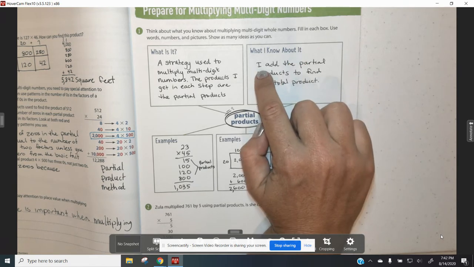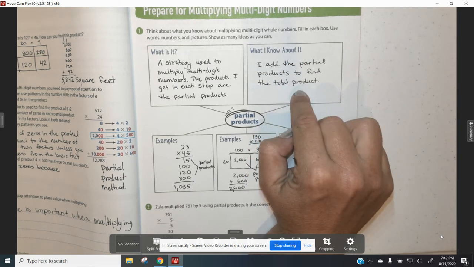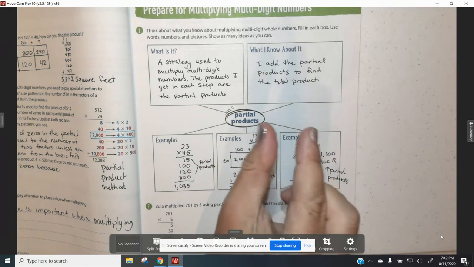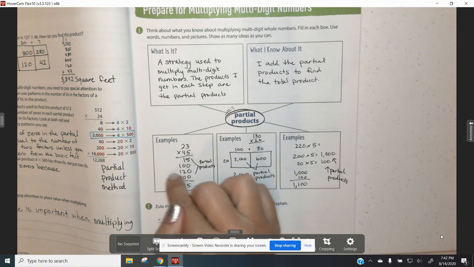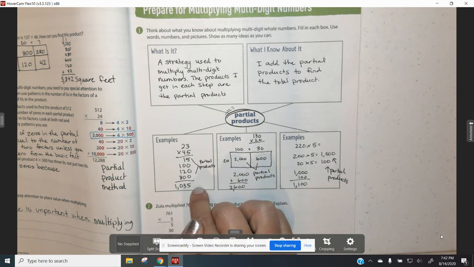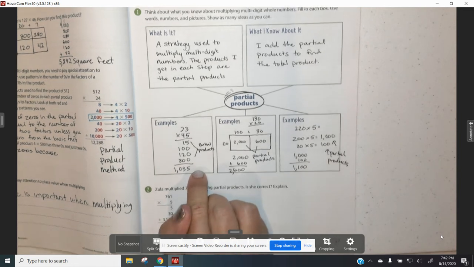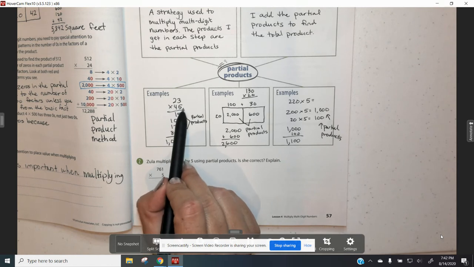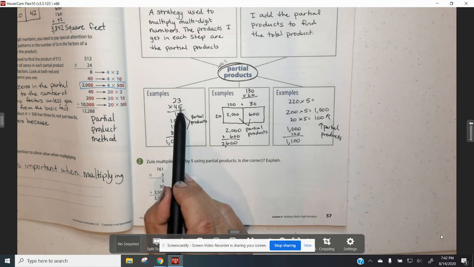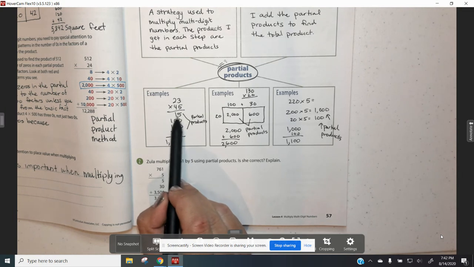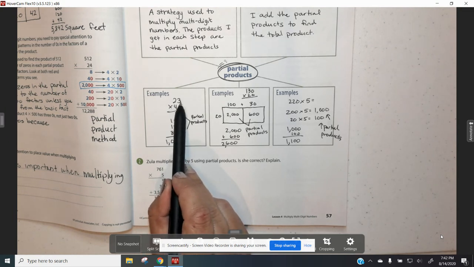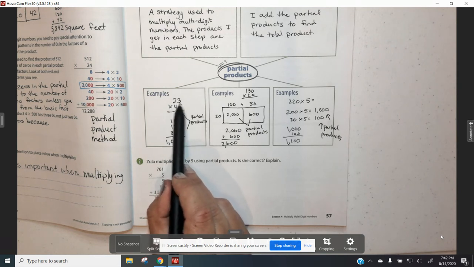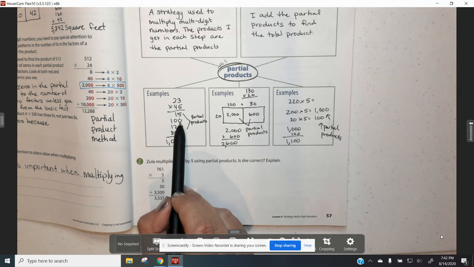What I know about partial products is that I add the partial products to find the total product. So each of these partial products gives you a little bit of the answer. But when you add all of them together, it gives you the total product, or the answer. So one example of partial products here is multiplying 23 times 45. When we multiply 5 times 3, we get 15. When we multiply 5 times 20, hint, hint, place value, the value of this is not 2, the value is 20. 5 times 20 is 100.